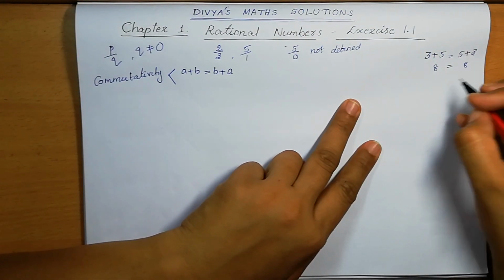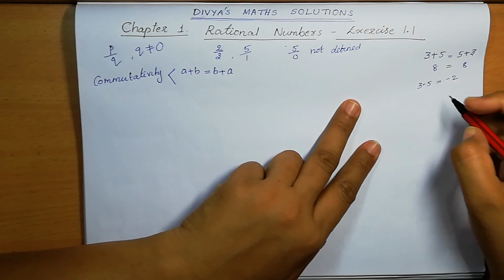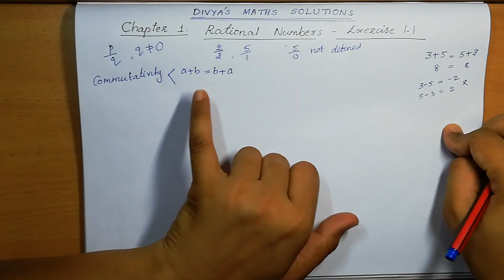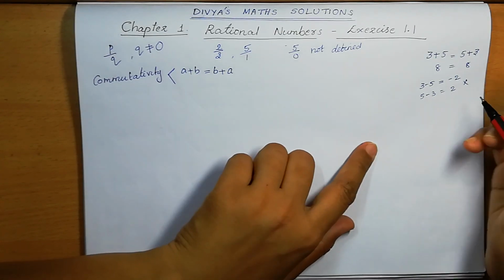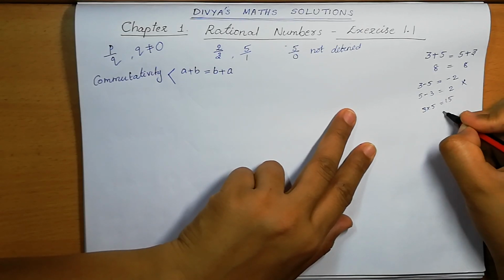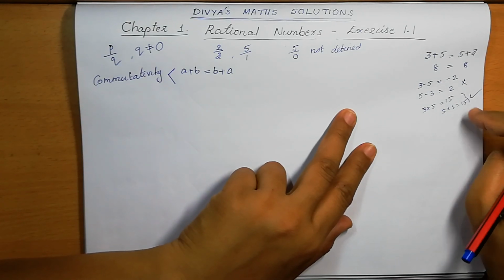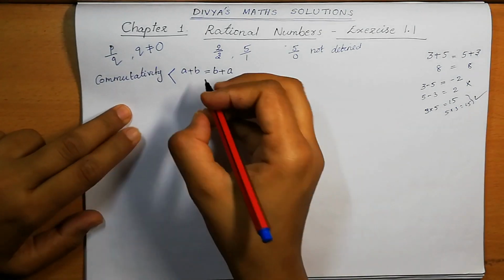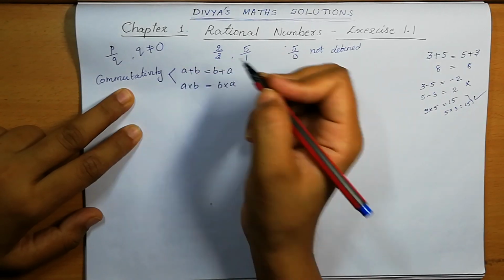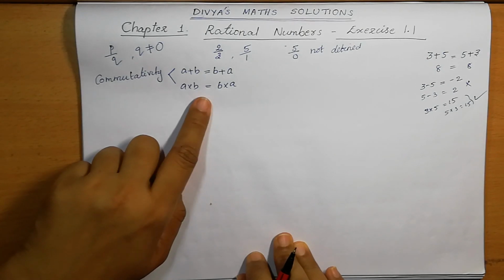Next we can check for subtraction. 3 minus 5 is minus 2. 5 minus 3 is 2. Both are not equal. That means we are not able to apply the commutativity property for subtraction. Next we check for multiplication. 3 into 5 is 15. 5 into 3 is also 15. Both answers are equal, so we can apply the commutativity property for multiplication. Correct. So a into b is the same as b into a.